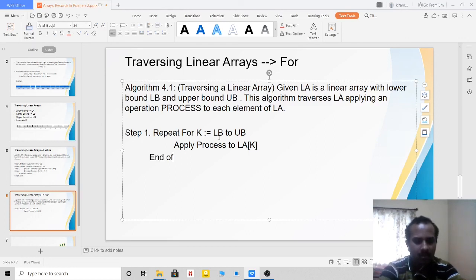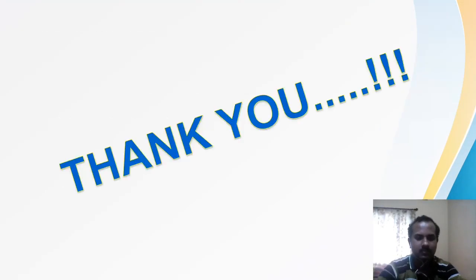End of loop. Since I only have one step inside the for loop, I need not mention a separate step for it. Step 2, exit. That is the end of the algorithm. Thank you.